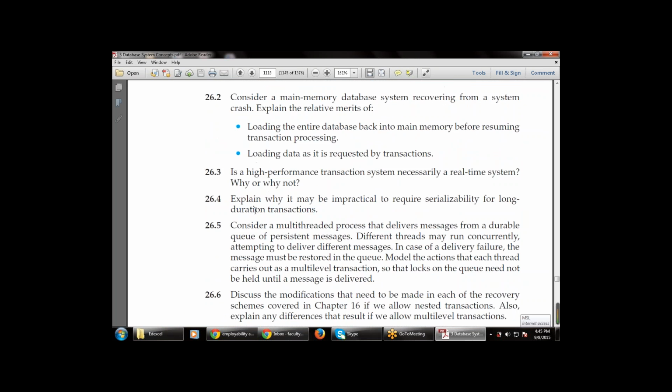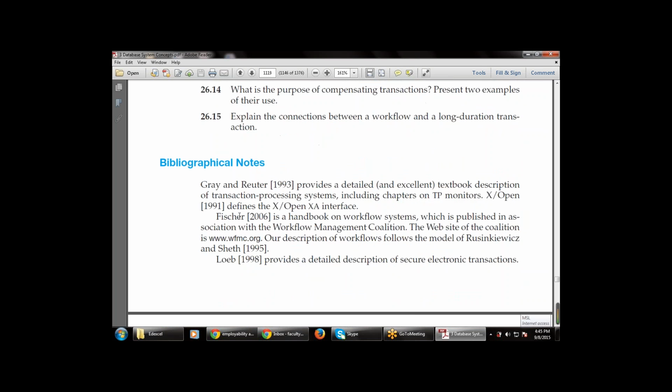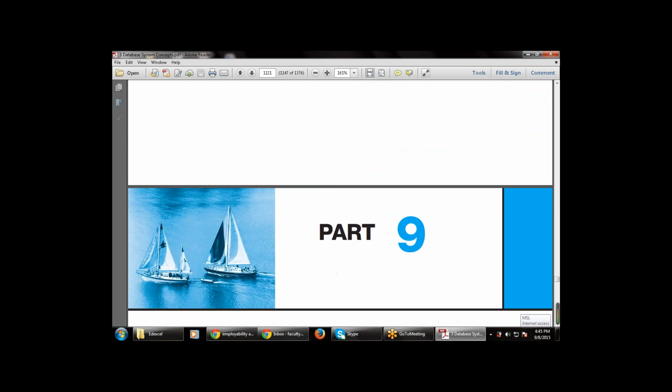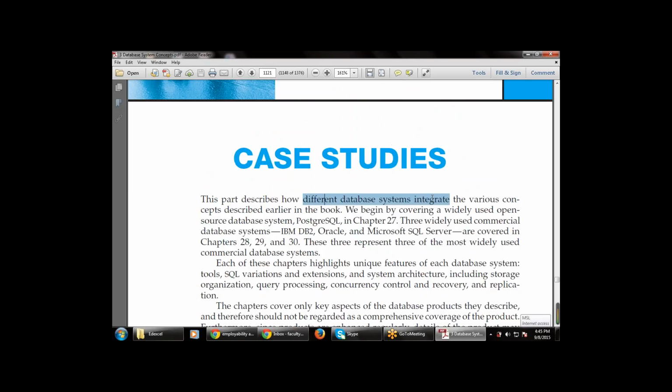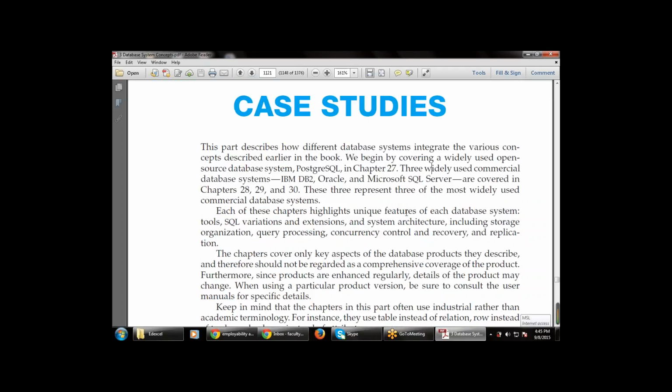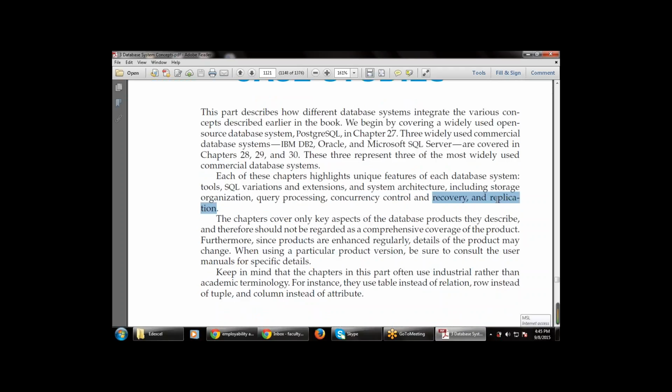Now comes the next part, part number 9, that is the case studies. This part describes how different database systems integrate the various concepts described earlier in this book. There are multiple chapters in this, chapter numbers 28, 29, and 30. These three chapters represent what is widely expected of a commercial database system, which includes SQL variations, extensions for storage optimization, organization, query processing, concurrency control, recovery, and the applications.